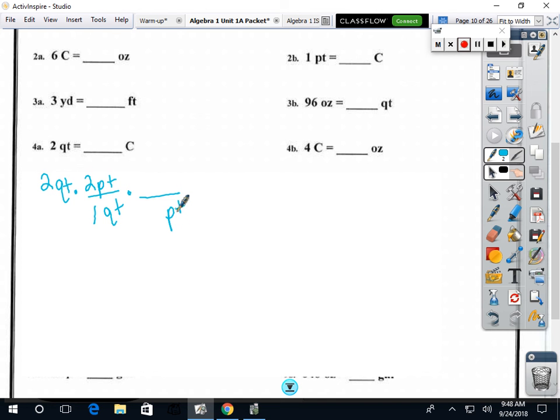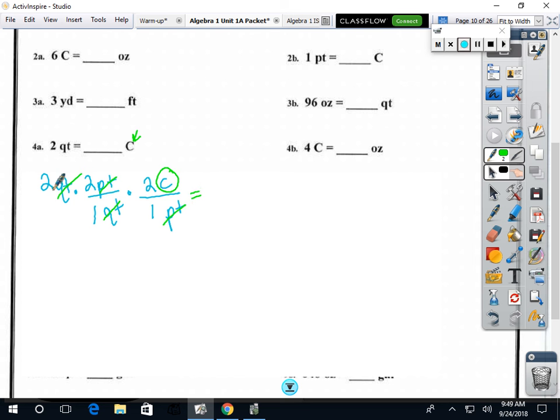What can we do now? Do we know something about pints straight to cups? Right, 1 pint equals 2 cups. So we've made it to cups, which is what we were trying to. We cross out all the other units.